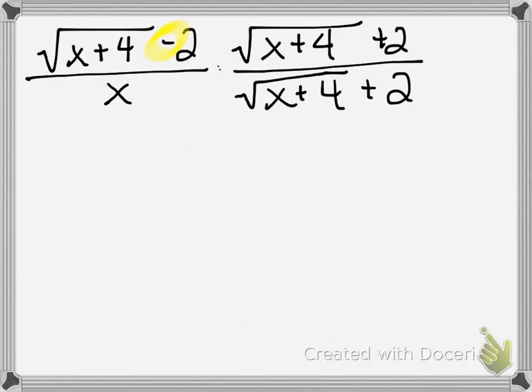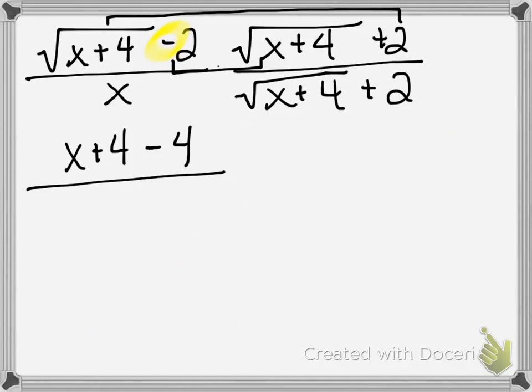Okay, in your numerator, when you FOIL it, the square root of x plus 4 times the square root of x plus 4 is just x plus 4. Your outer, when you multiply those, gets you a 2 times square root of x plus 4. And then when you multiply your inners, you get minus 2 square root of x plus 4. So they cancel each other out. So you don't even need to write it down. And then your last, you're going to get a minus 4. In your denominator, don't worry about multiplying it all out yet. You're just going to keep it as is.